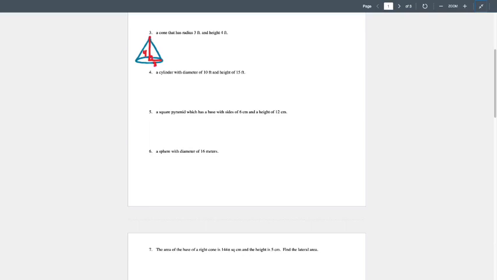Okay, so our formulas for a cone. We've got the lateral area formula, and that is pi r L. Then we've got the surface area formula, which takes your lateral area, the pi r L, and adds the area of the base, which is a circle, so pi r squared. And then you've got your volume formula, which is 1/3 pi r squared h.